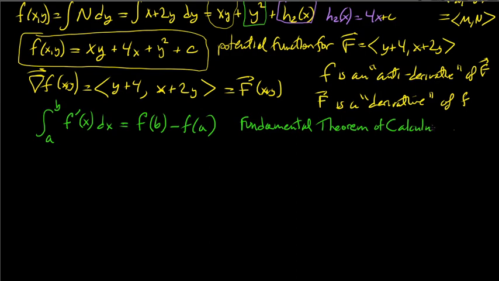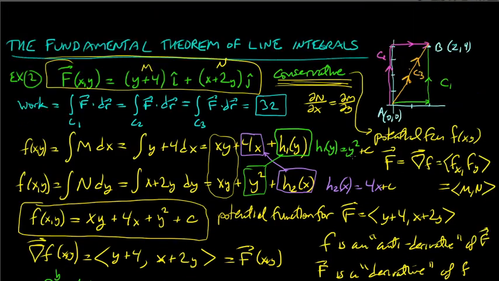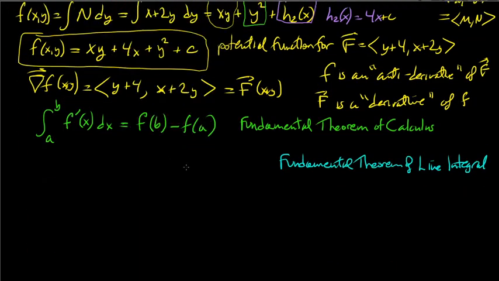Because remember, we're going to do the fundamental theorem of line integrals. And it's really the same thing as the fundamental theorem of calculus, just applied to line integrals instead of just definite integrals. Okay, so here's how it works. We have to assume that the vector field F is conservative. If it's not, then we can't do anything. It just doesn't apply. So the vector field is conservative, and little f is the potential function.